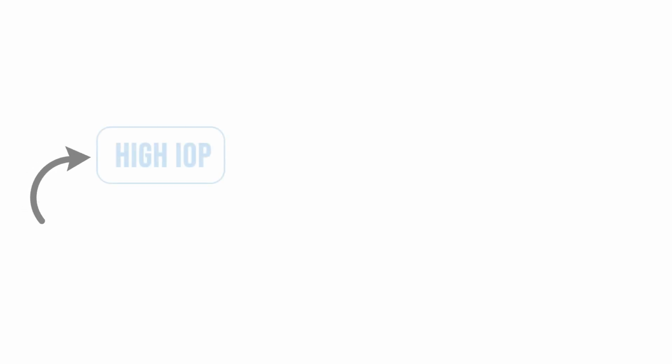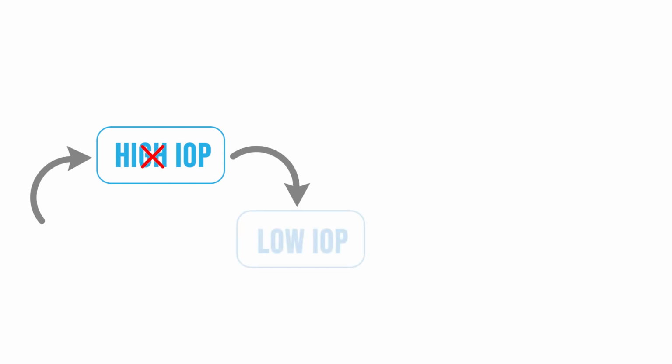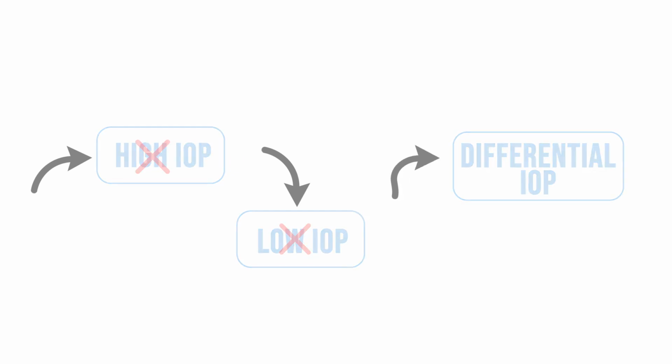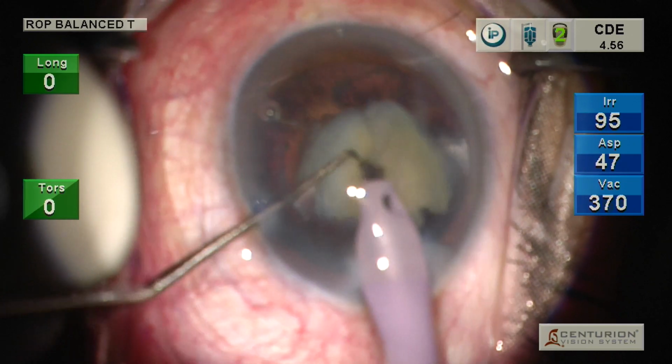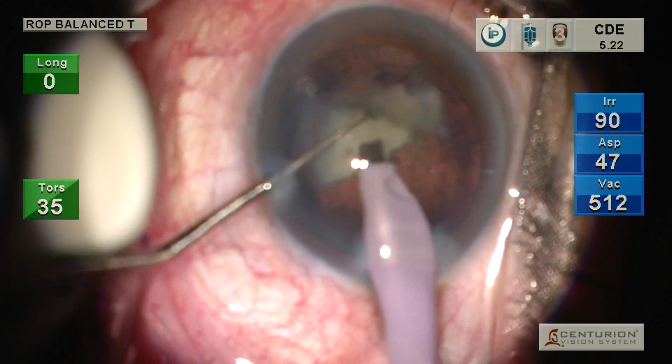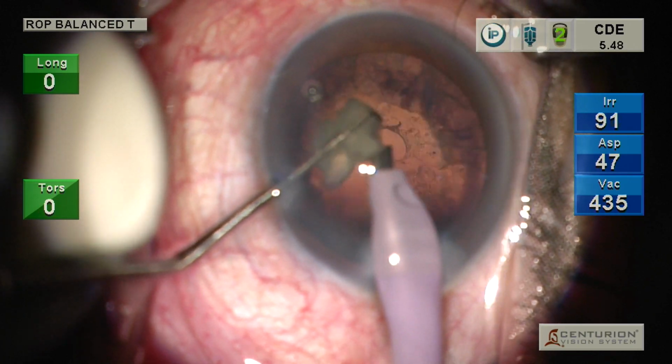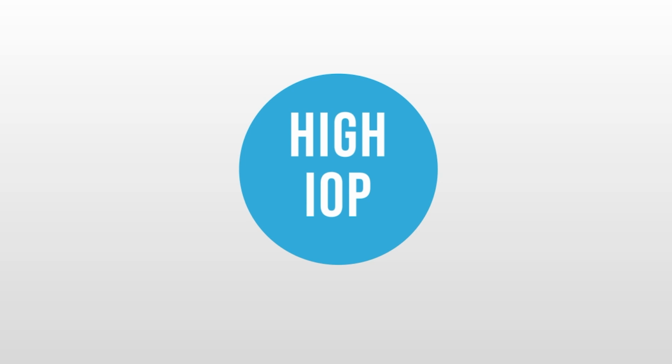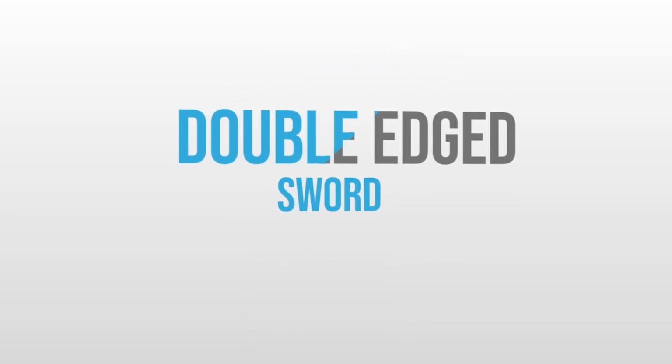If high IOP phacoemulsification doesn't work, having the same low IOP settings doesn't always work either. That's where plan C of differential IOP comes in. We use high IOP or high bottle height, which gives the advantage of a non-fluctuating anterior chamber. But high IOP phacoemulsification is like a double-edged sword where negatives outweigh the positives.